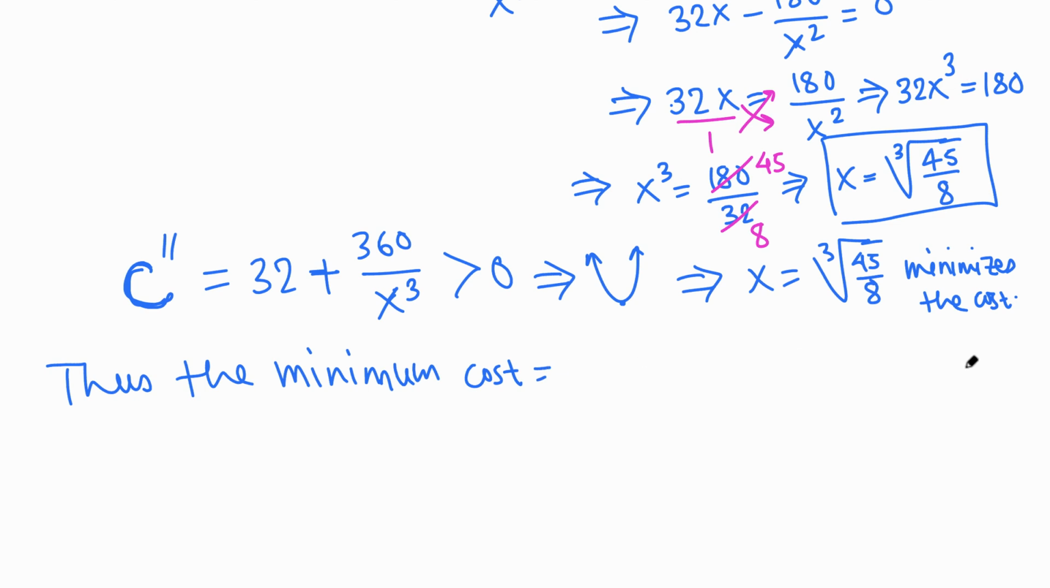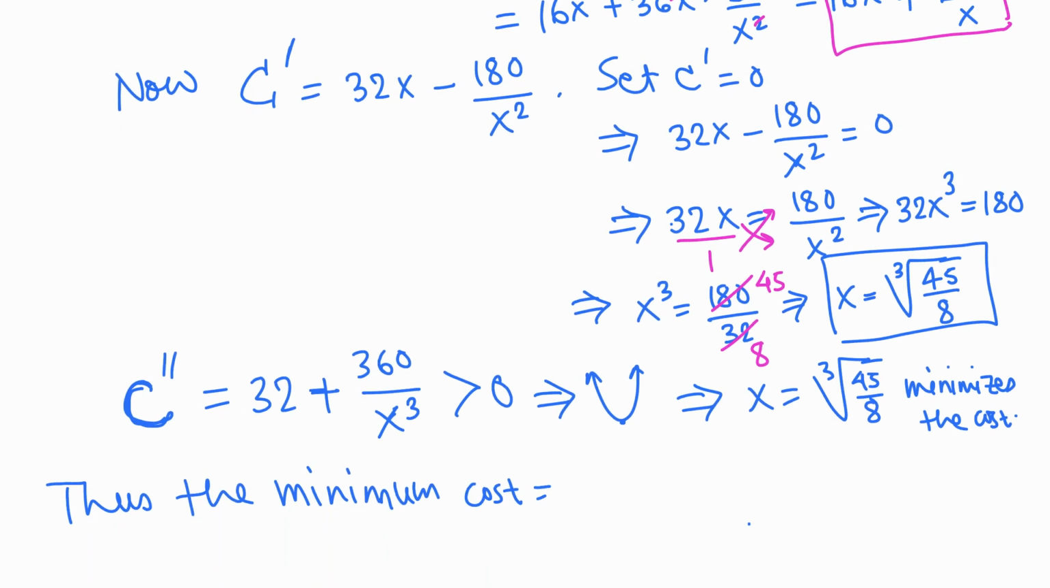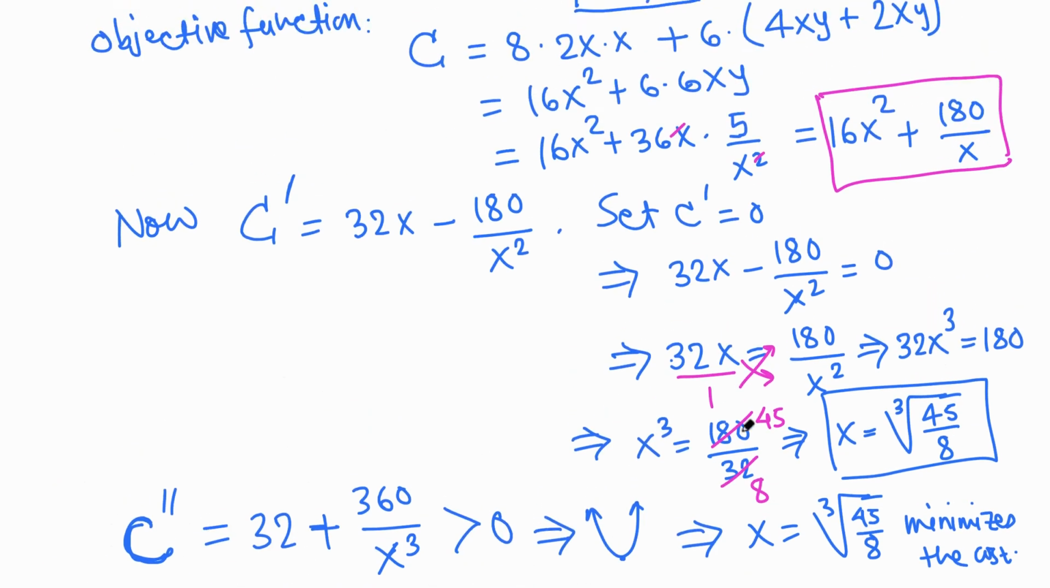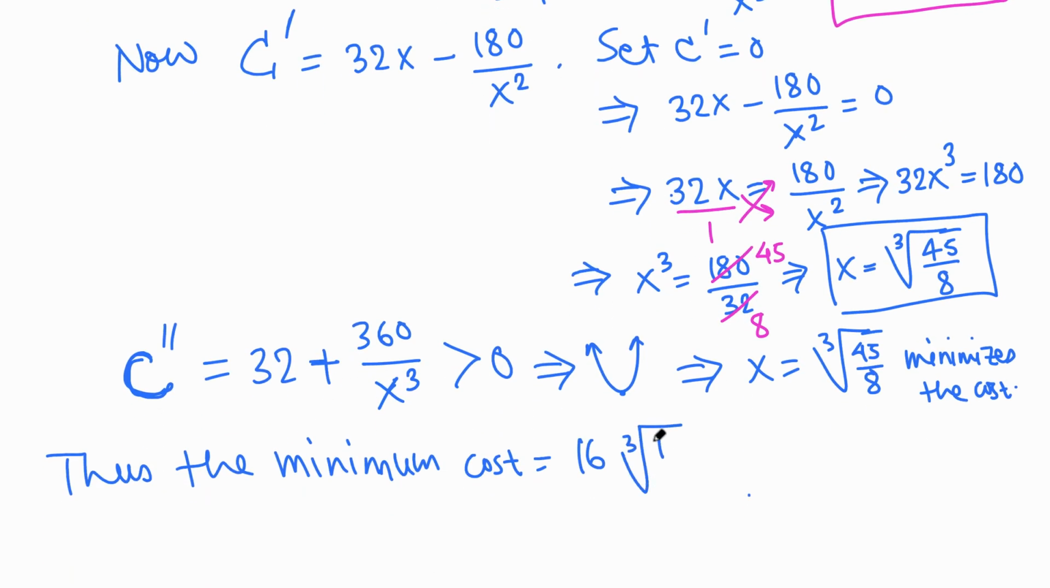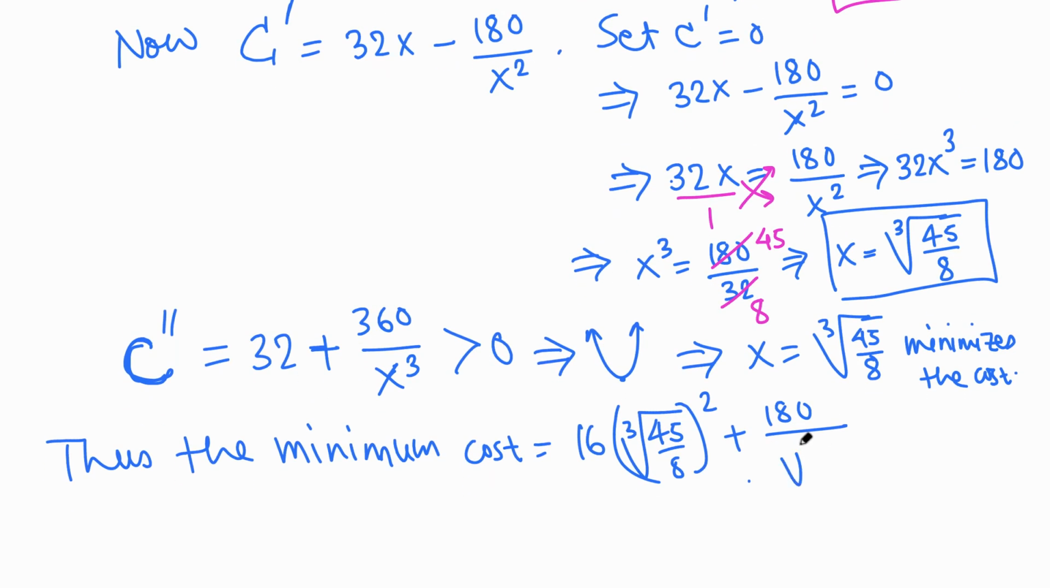so go back and plug into the cost function, which is here, 16x squared plus 180 over x. That is 16 times the square of the cube root of 45 over 8, plus 180 over the cube root of 45 over 8. Okay, and you may leave it there, that many dollars pretty much. Cost means in terms of dollars, or this comes out to be about 151.82 final.